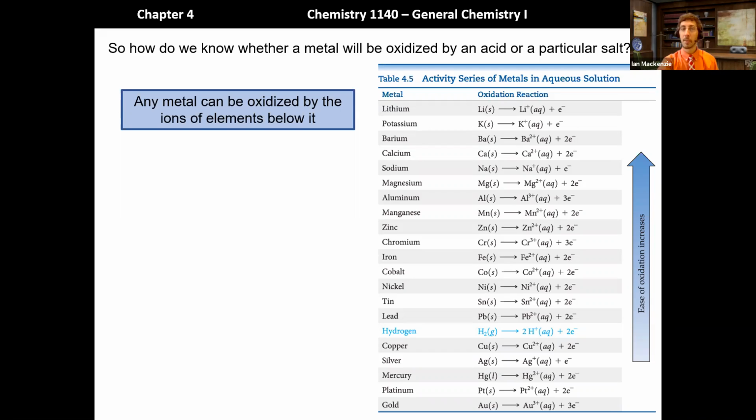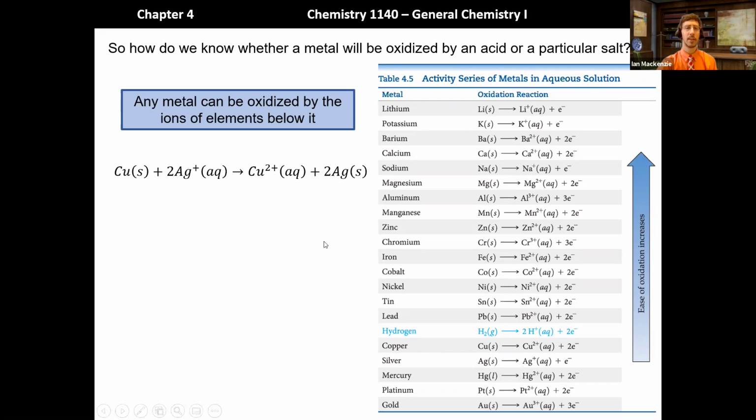Let's go through an example of this. So copper reacting with silver ions. If I look in my table here and scroll down to find copper, copper is right here. And silver is below it, and it's the ions of silver. Any metal, copper, can be oxidized by the ions of elements below it. So the silver ions are below it in the table, so this reaction would occur. We would have a redox reaction occur in this case.